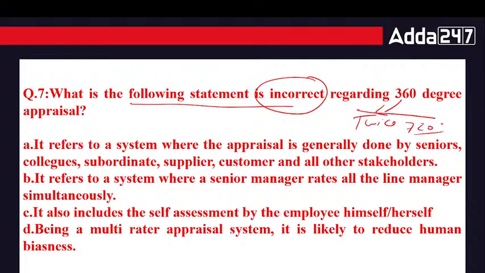Okay, 720-degree. So option A is, it refers to a system where the appraisal is generally done by the senior, colleague, subordinate, supplier, customer and all other stakeholders. B is, it refers to a system where a senior manager rates all the line managers simultaneously. C, it also includes the self assessment by the employee himself. D, being a multi-rater appraisal system, it is likely to reduce human bias. Okay, so what is the right answer? B is the right answer.